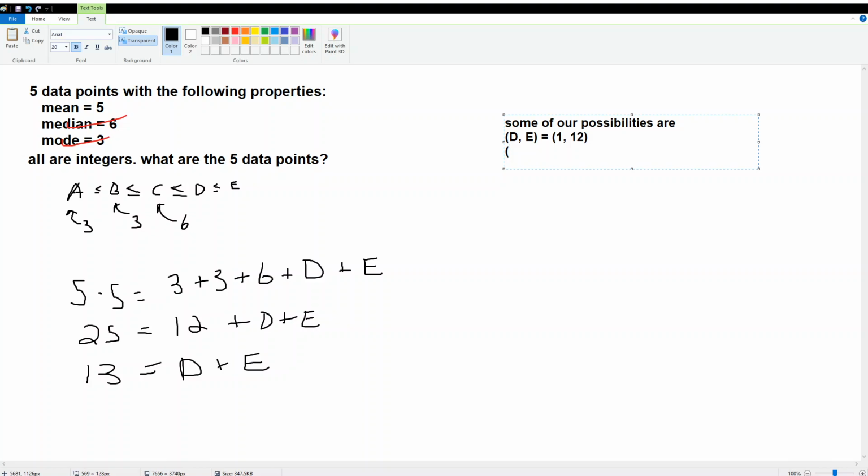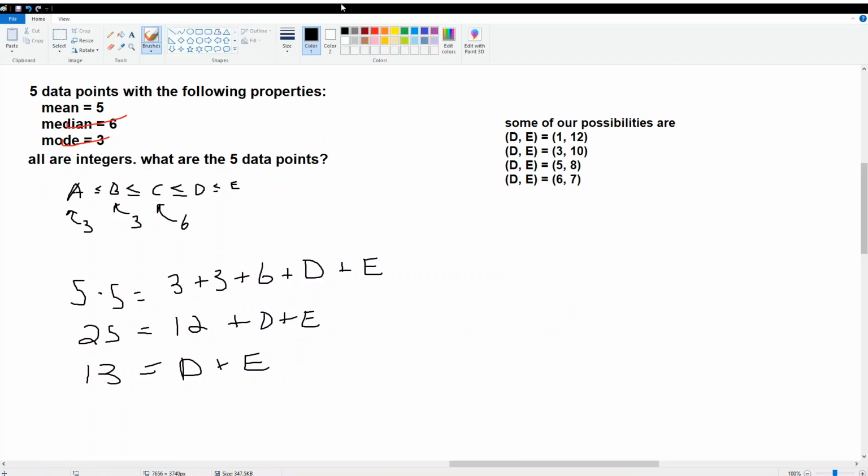And then, say, 3 and, what would that be, 10? Or we could have 5 and 8. And then we could have, say, 6 and 7. You might say, it could be any of these possibilities. We're screwed. Wrong.